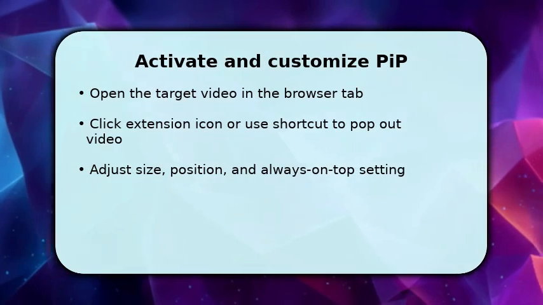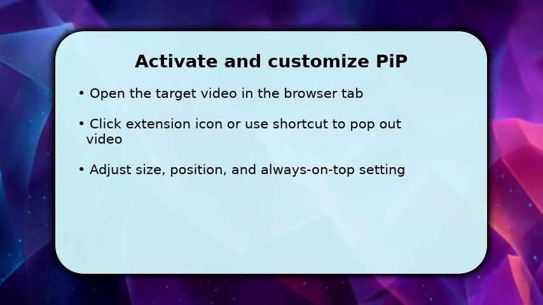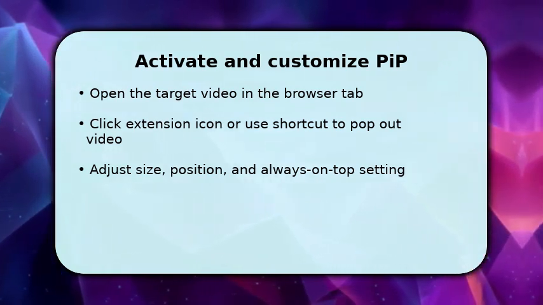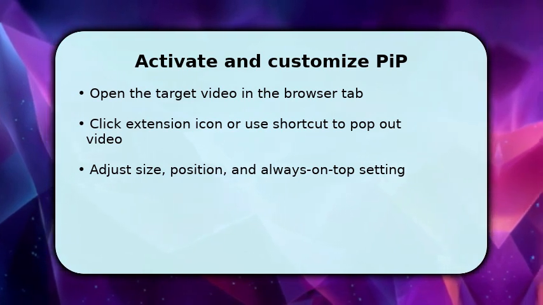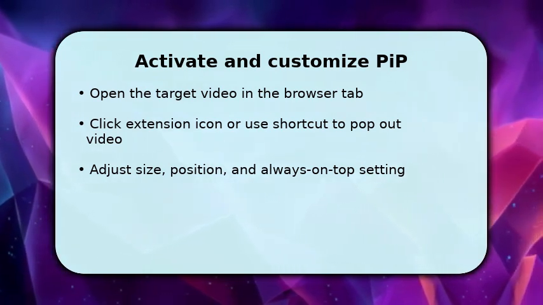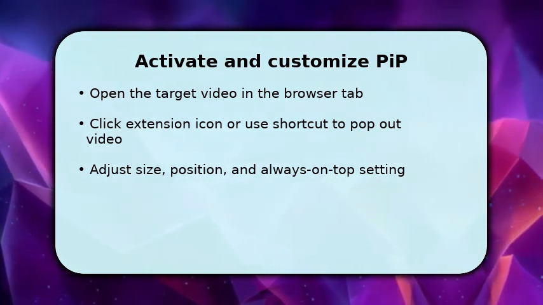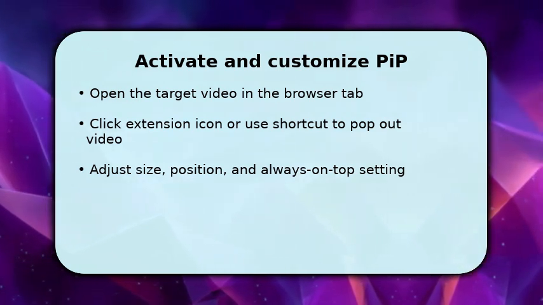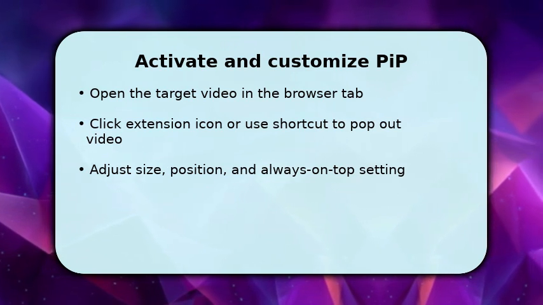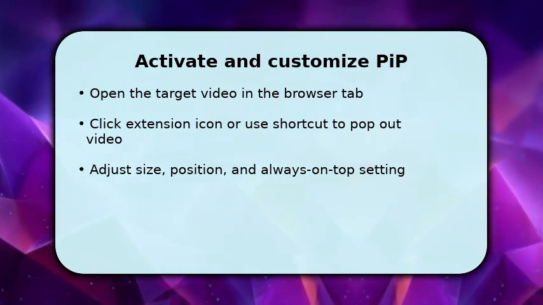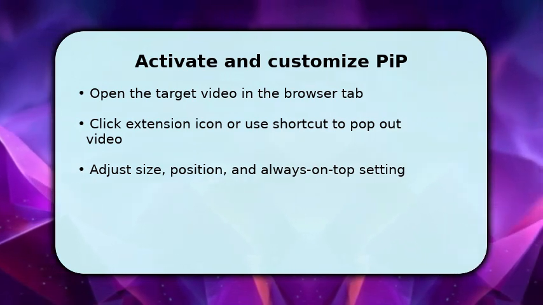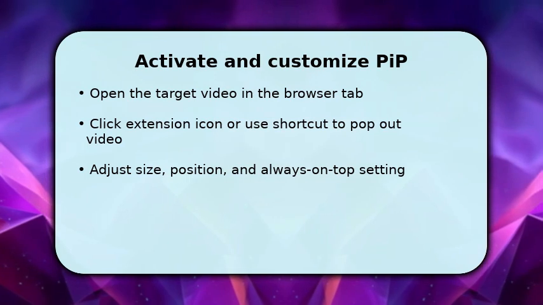Next, open the video you want to watch and use the extension icon or your shortcut to pop it into a floating Pi-P window. Once popped out, resize and drag the window to a convenient corner. Most extensions let you toggle always on top, so the Pi-P stays visible over other apps. If playback or captions are needed, switch controls back to the Source tab to change quality or subtitles. The Pi-P will usually update automatically when you make changes.